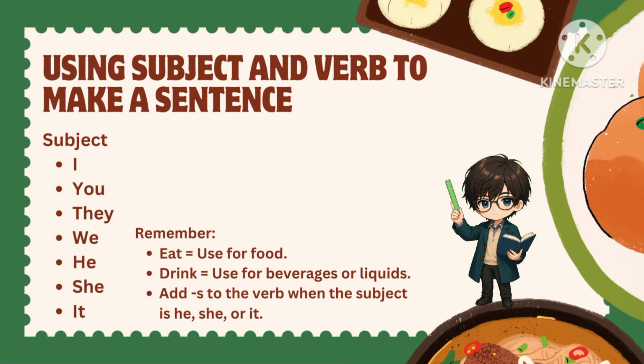Now, let's learn how to make a simple sentence. To make a sentence, we need at least one subject and one verb. Here's the subject: I, you, they, we, he, she, it. And then, for food, we usually use the verb eat. For drinks, we usually use the verb drink. Remember, if the subject is he, she, or it, you must add s to the verb. For example, eats and drinks. Now, let's try making some sentences together.